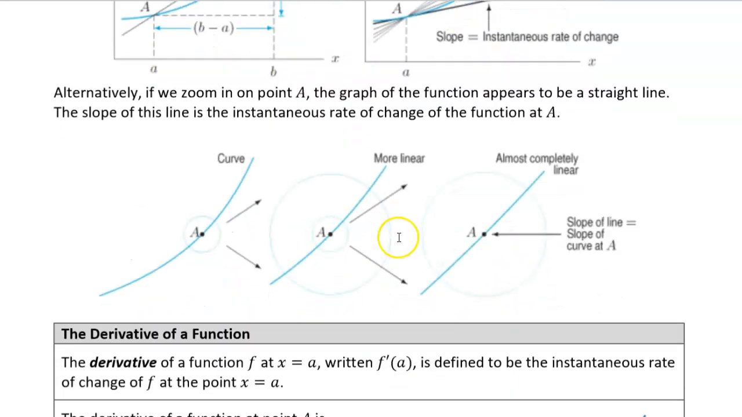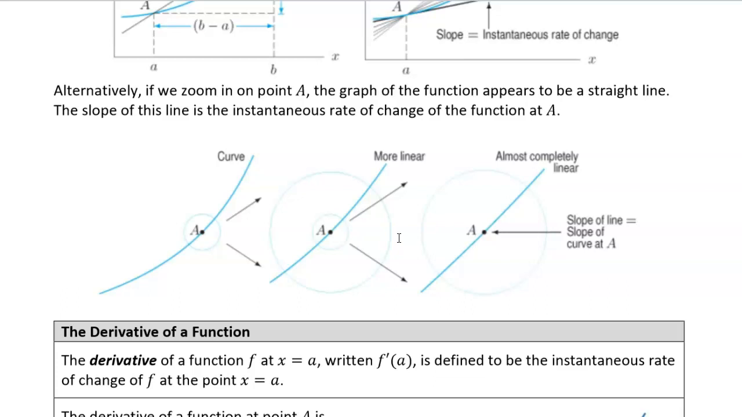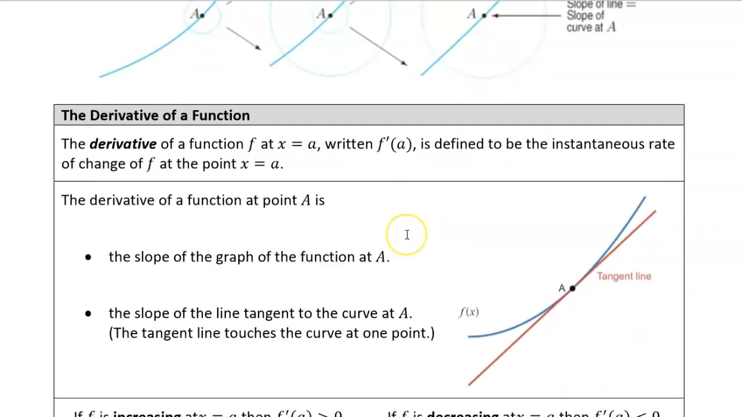Now you can also look at it as if we take this curve and we zoom in closer and closer and closer to that point. As you zoom in, you don't see much of the curve anymore. You're magnifying that point, and that curve is starting to look more and more linear. Okay. And that is the derivative of a function. It's the same thing as the instantaneous rate of change.